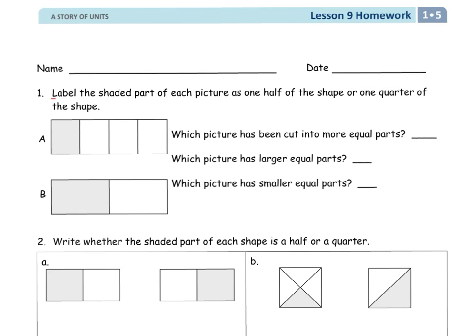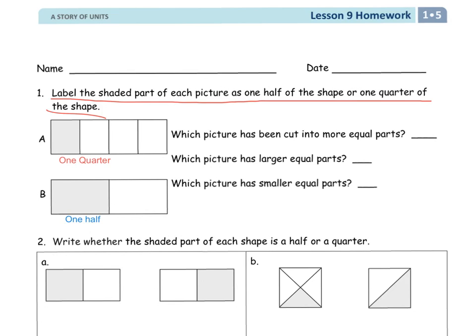The directions state, label the shaded part of each picture as 1/2 of the shape or 1/4 of the shape. So for A, that's going to be 1 out of 4, so that's going to be 1/4. And for the second one, I see that that's 1 out of 2, so that's going to be 1/2. So I've labeled those. I could do it a little bit differently, but that's how I'm going to label those for A and B. Now I'm going to answer my questions here.